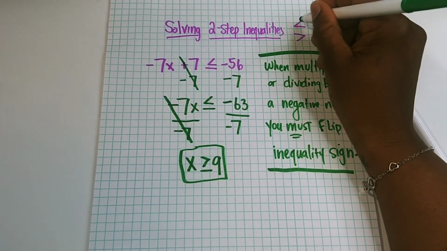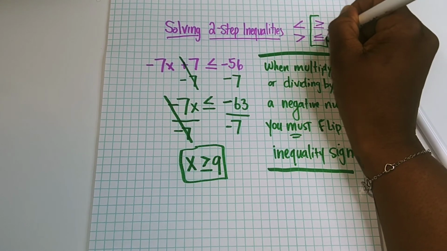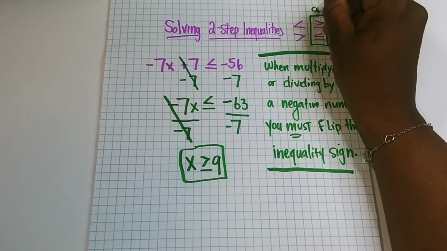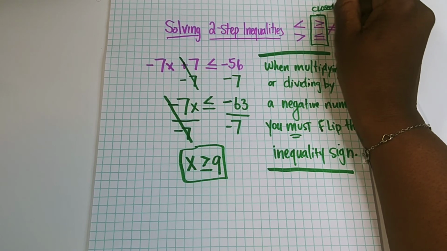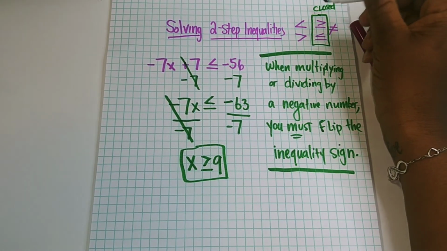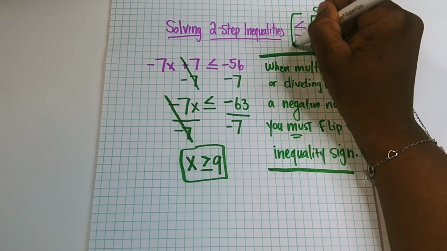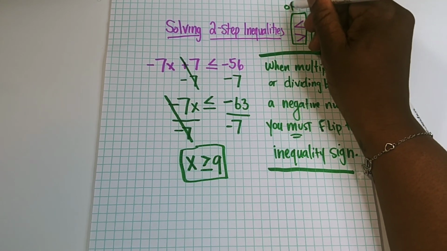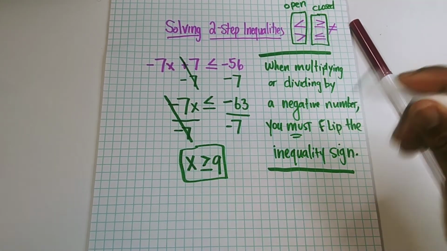In order to graph it, remember if it has an equal sign underneath, that is part of the solution. That number is part of the solution set. So your circle will be closed on the graph, and with these, your circle will be open on the graph. Let's go ahead and graph it.